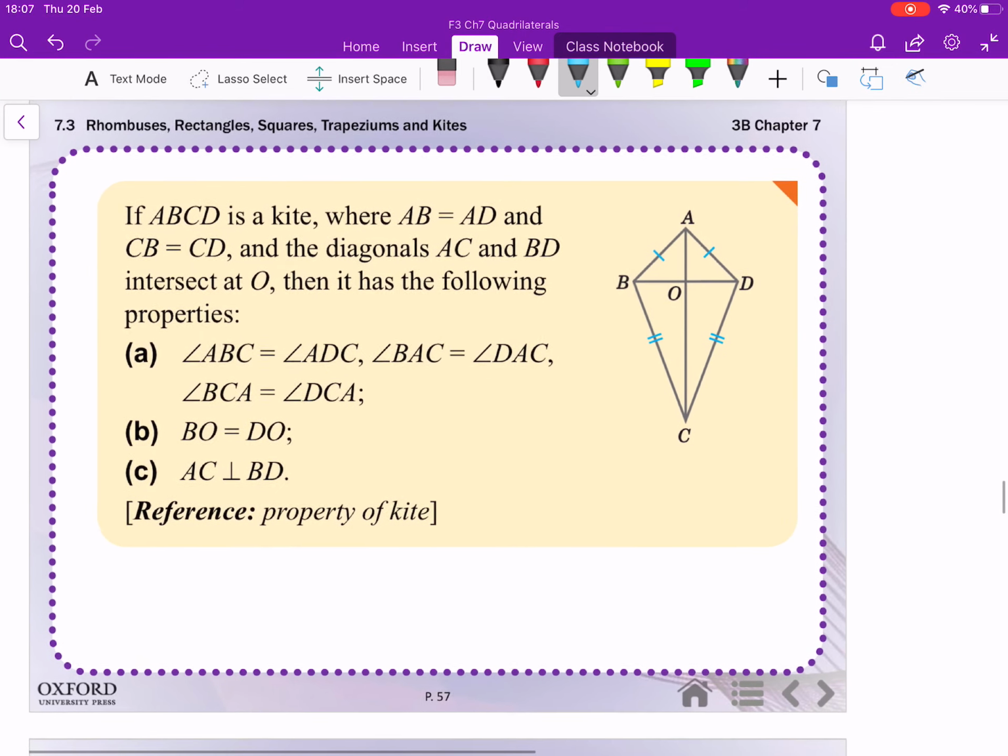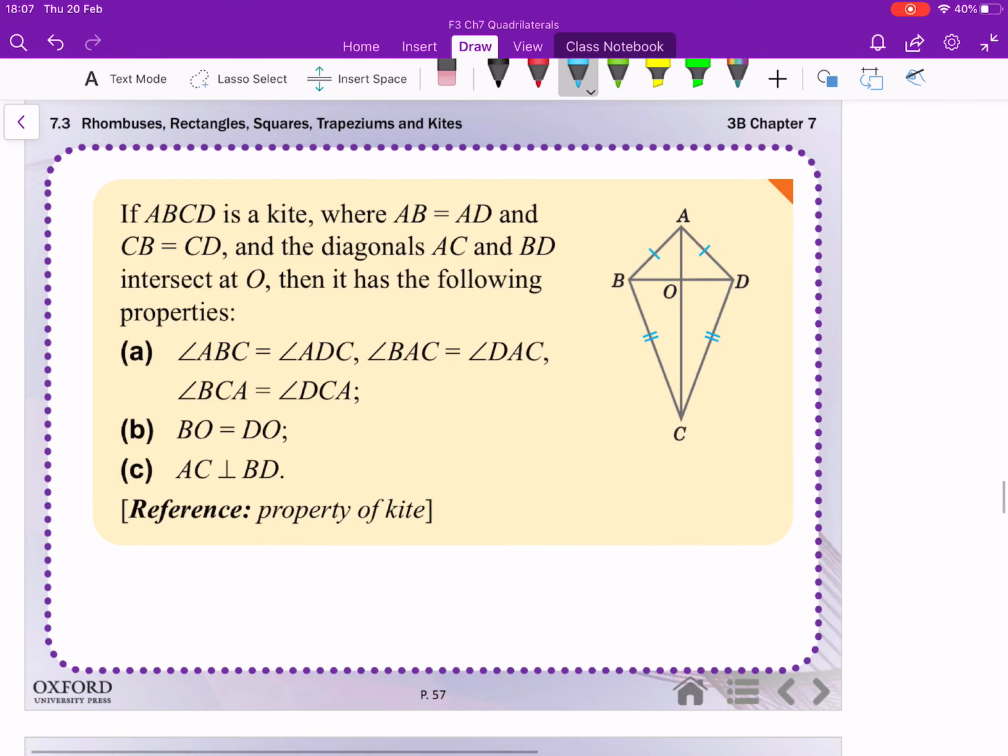Okay, let's see some properties of the kites. We have three. The first one, we have some angles equal. These two are equal. As you can see, for the kite we have two diagonals, and the diagonal AC acts as the axis of symmetry of the kite. It cuts the kite into two equal halves. So by symmetry, you can see that angle ABC equals angle ADC, and actually these two triangles are congruent.